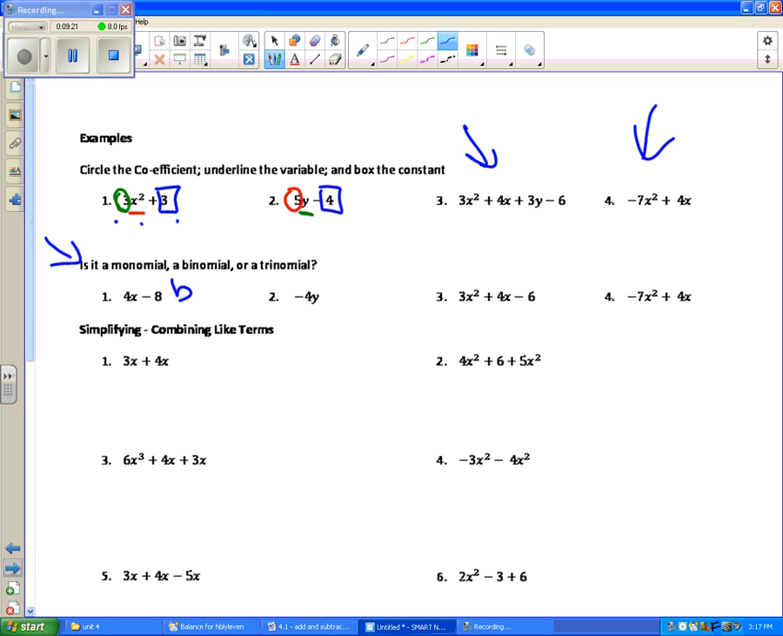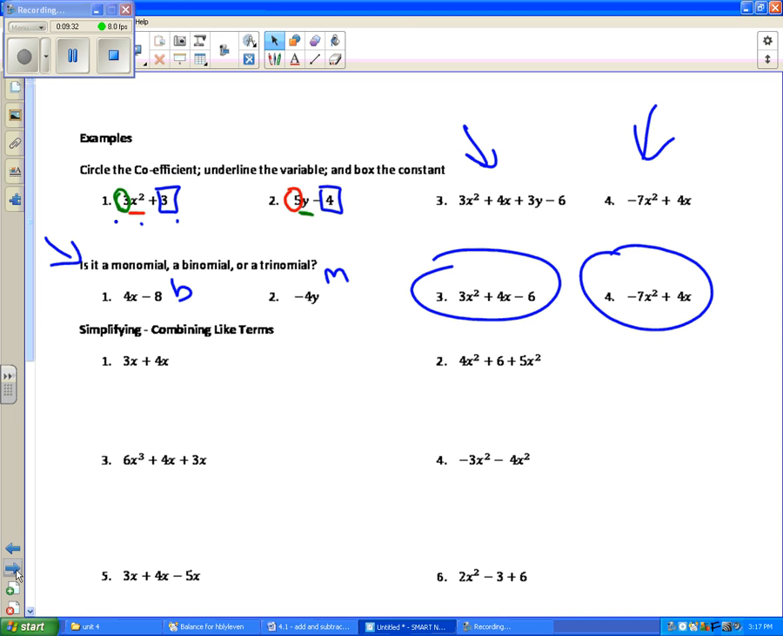Well, this one, how many terms does it have? It just has the one term. It would be a monomial. I'd like you to do these questions on your own. If you want, you can pause it and finish that one and then come back to the simplifying part. I'm going to go ahead and go with some of the simplifying questions. I'm going to scroll down just a little bit.